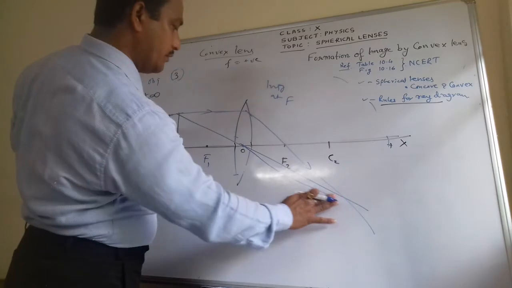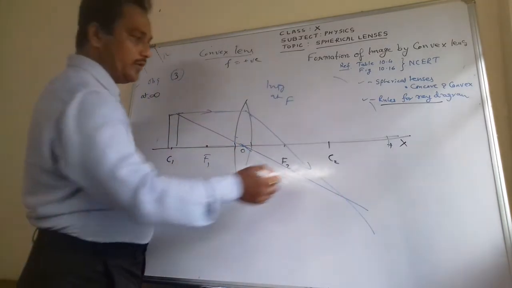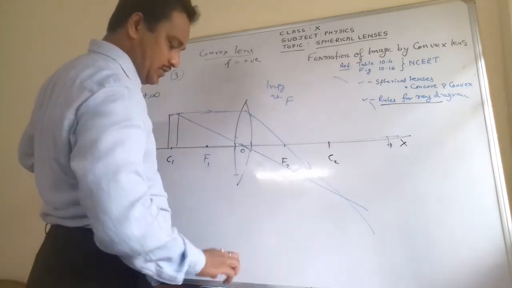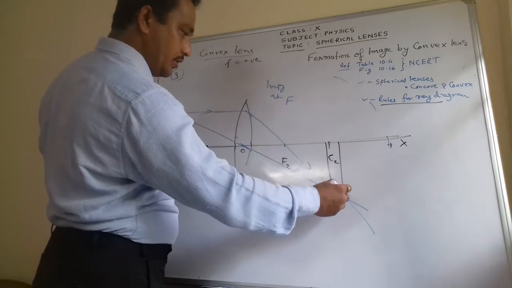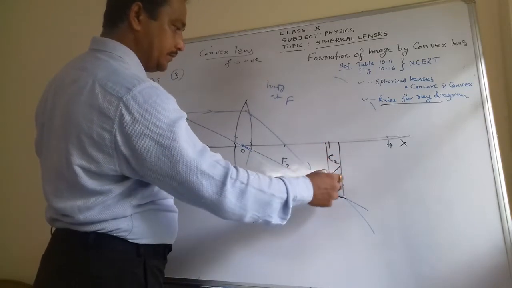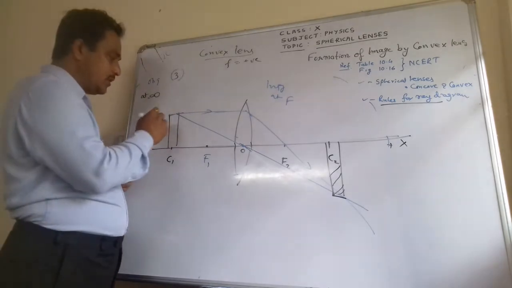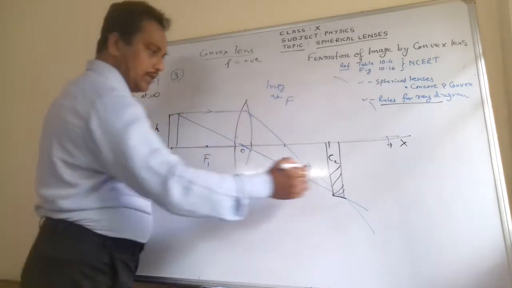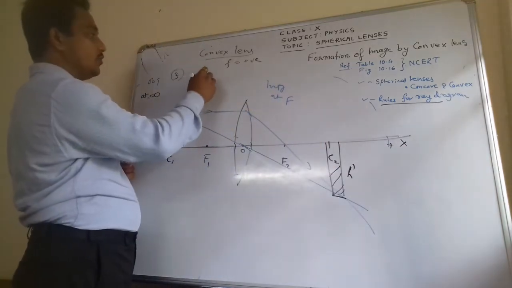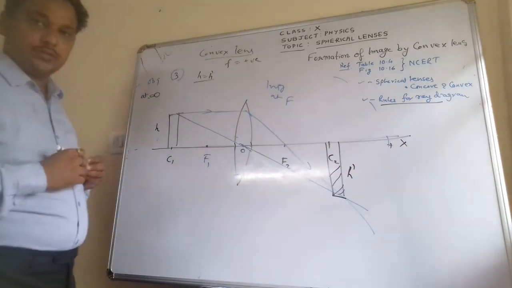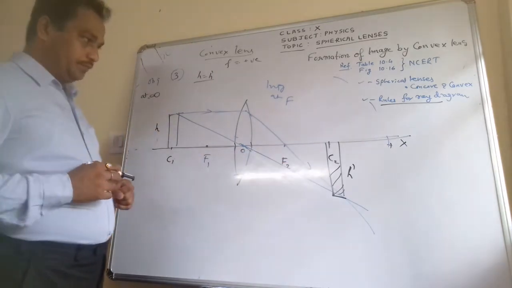So what we observe is that the image is found where? At C. You can see this is point C, and here only we are getting the image of this object, and it is of the same size. If h is the height of the object and h dash is the height of the image, so here h is equal to h dash. The height of the object is equal to the height of the image.